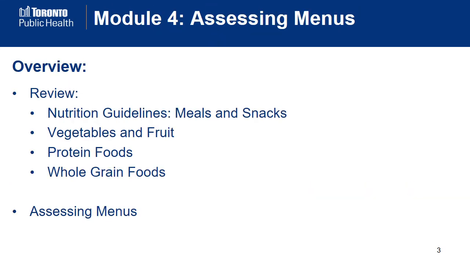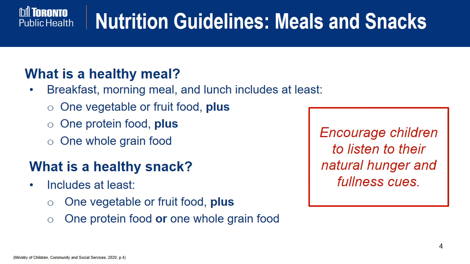The key topics that will be covered in this module are a quick recap of the nutrition guidelines, meals and snacks, and each of the 3 categories: vegetables and fruit, protein foods, and whole grain foods, as well as assessing menus. The Student Nutrition Program nutrition guidelines are used to create simple, nutritious menus for meals and snacks.